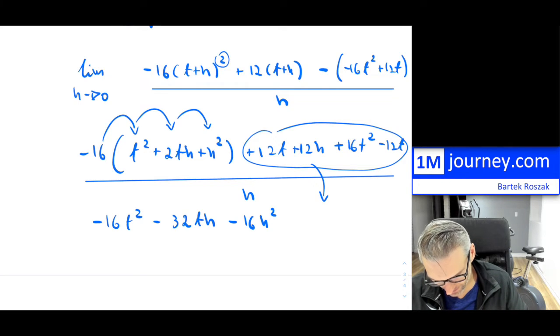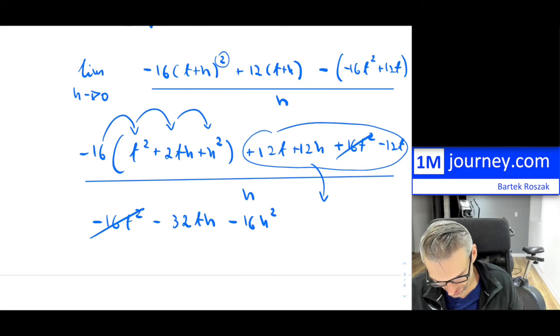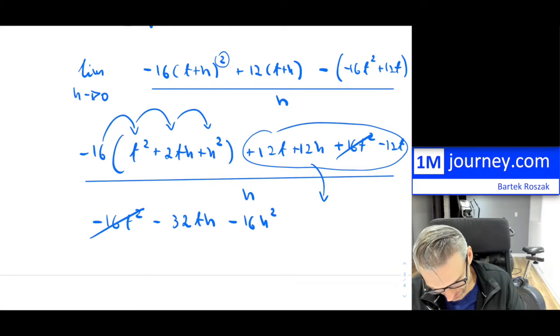Now, to cancel, notice this is going to cancel with that. So that's gone. Anything else that cancels? I guess this 12t cancels with this -12t, so that's all I have left there. So this is plus 12h, that's the only thing remaining over there. And then all of this divided by h.